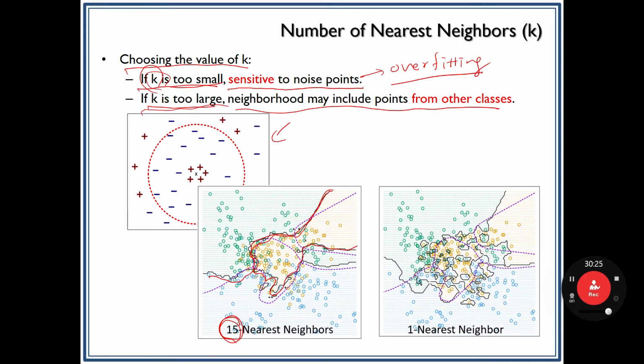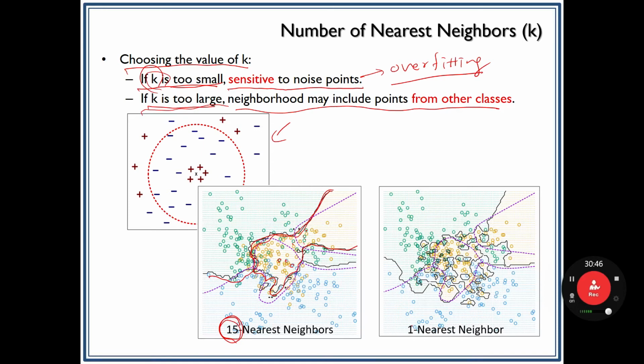Okay, so here these green class objects will be misclassified. These are misclassified. These blue points, they are misclassified. But this one is better, I guess.